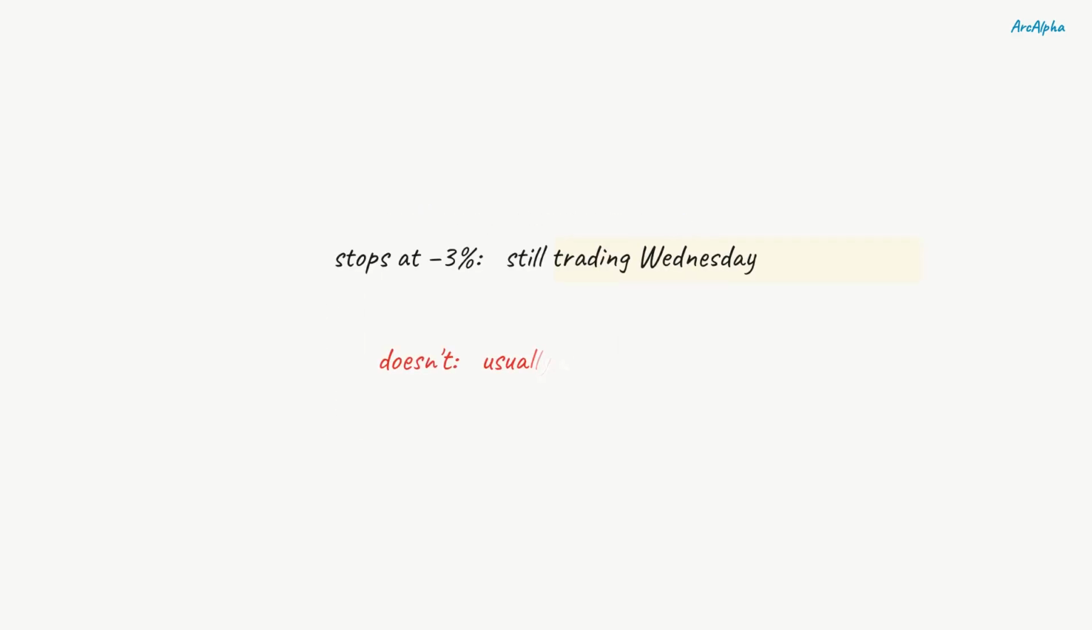The breaker works because it removes the one variable you can't trust in the middle of a losing streak: your own judgment in the heat of it. The trader who walks away at -3% on a Tuesday still has an account on Wednesday. The trader who doesn't usually doesn't.